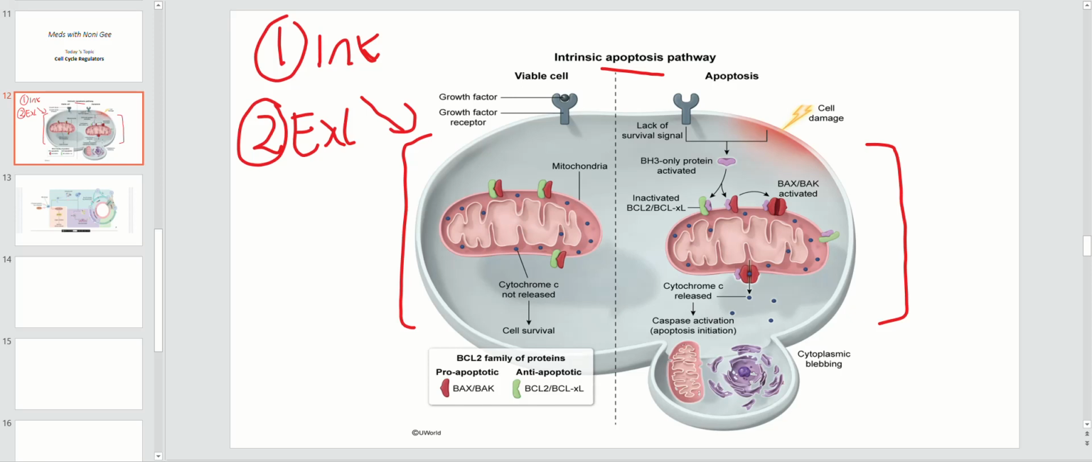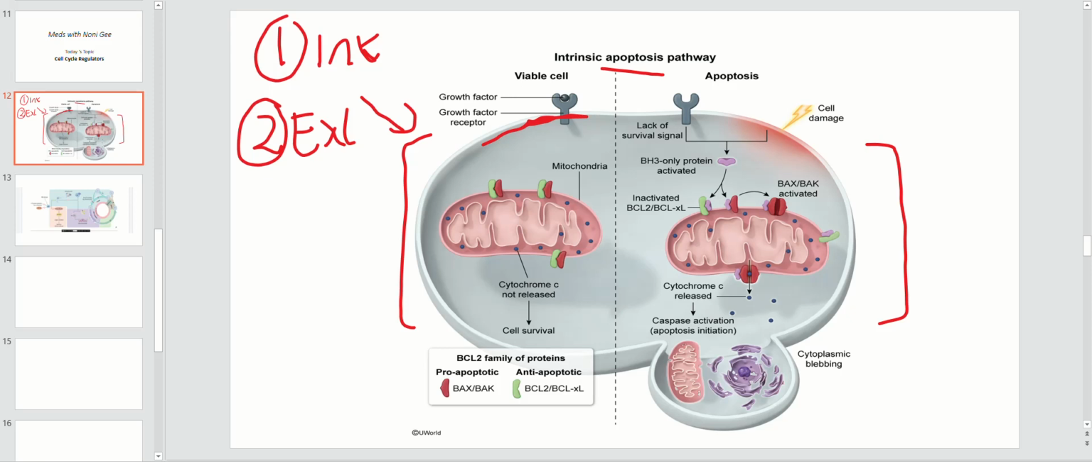What is happening? Growth factor gets attached to the growth factor receptor, which is present on the cell membrane. This is your cell membrane. When growth factor attaches to the growth factor receptor, it causes growth of these cells. It wants that cell to survive, right? So what normally happens when the cell needs to survive?